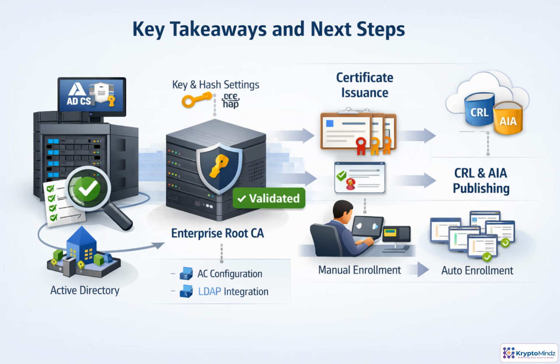You've now built and validated an Enterprise Root CA integrated with Active Directory, with deliberate choices for role services, keys, hashes, and lifetimes. Post-install checks confirm it's healthy and manageable. From here, we'll configure the CA in more depth, define templates, enable manual and auto-enrollment, and publish CRLs and AIA locations.